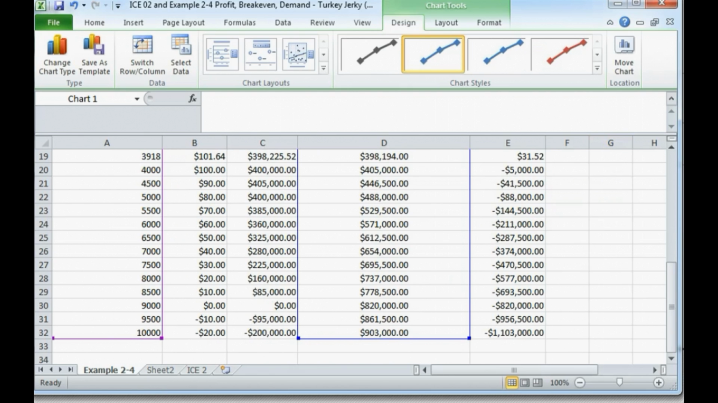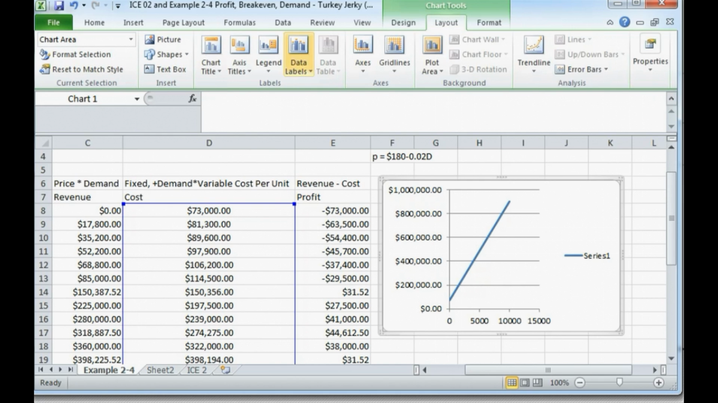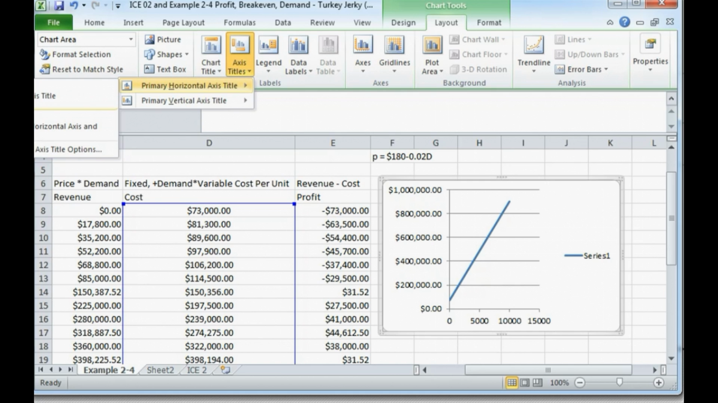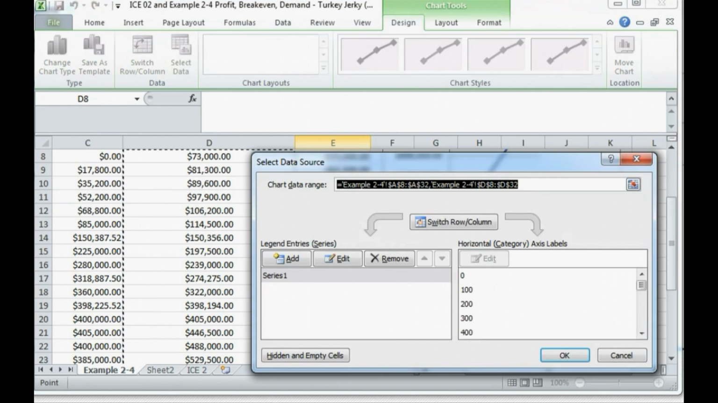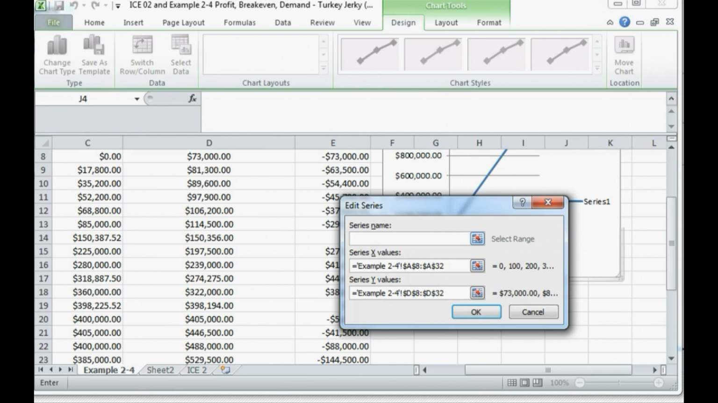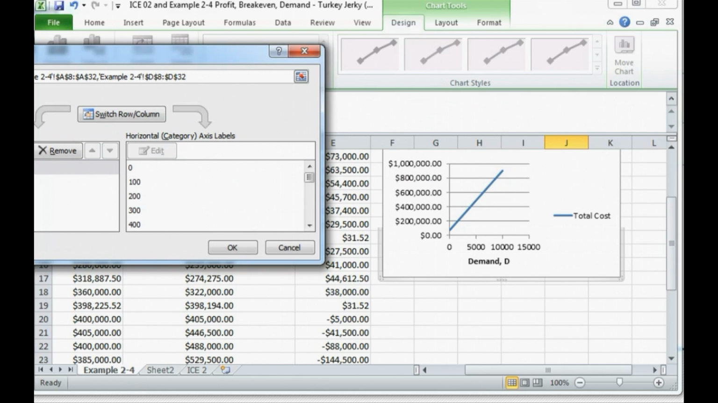Okay. All right. So if we go back up to the curve here, what we see so far is our cost curve. And let's just add a couple of things to make this graph a little bit more understandable. First of all, we'll put on an axis title, horizontal axis title below the axis. And so this we're going to call demand D. That's the number of units sold. And on the y-axis, that's just going to be amounts. And the other thing that we want to do is select data. I'm going to edit the name of that. Instead of calling it Series 1, I'm going to call it our total cost. So now you can see how it says total cost.